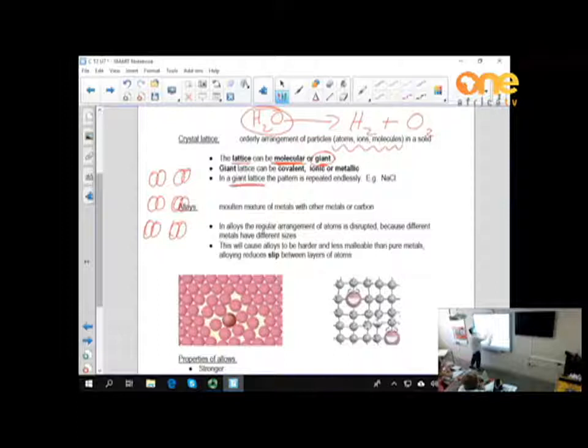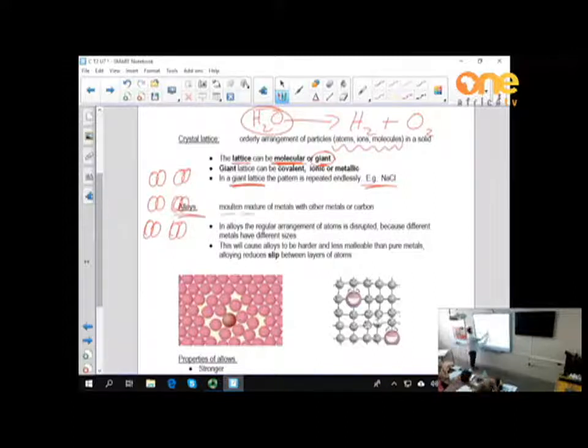They say in a giant lattice, the pattern is repeated endlessly. For example, in sodium chloride, I can get a tiny little grain of sodium chloride and I can grow big crystals of sodium chloride. It's just a pattern that is repeated in a bigger crystal.